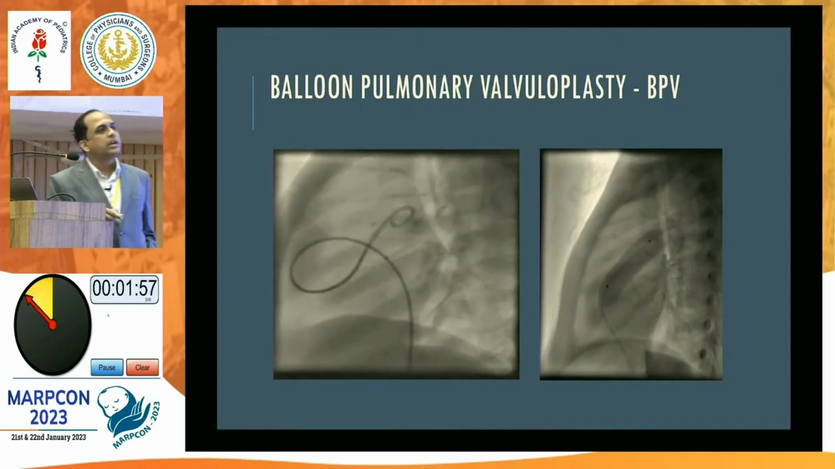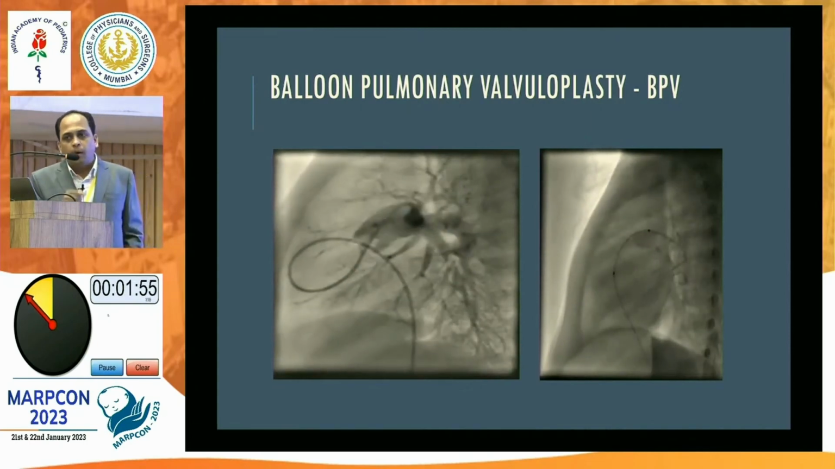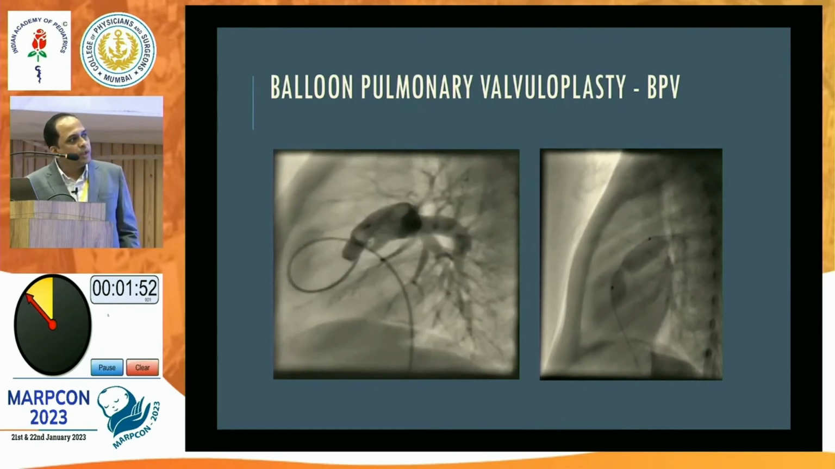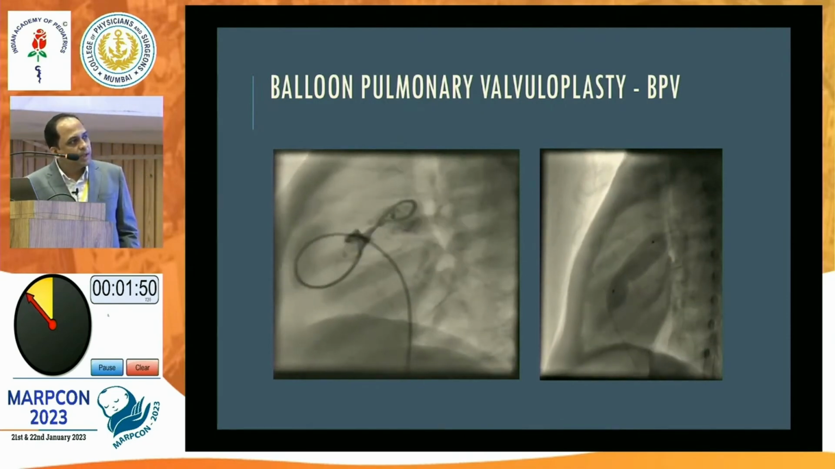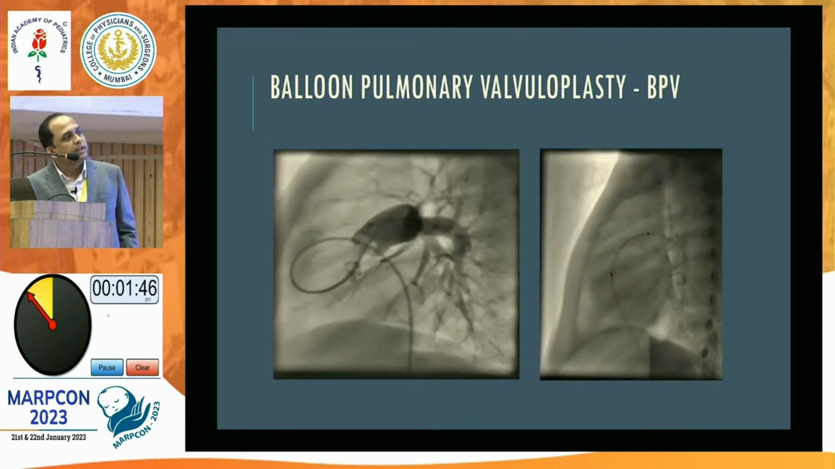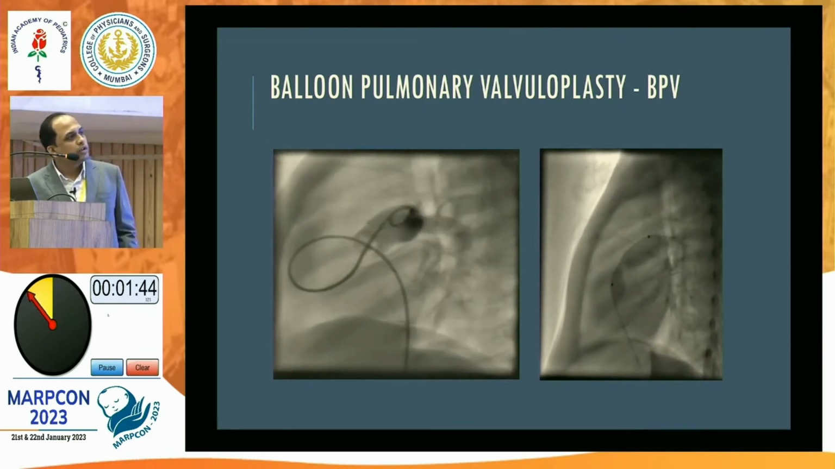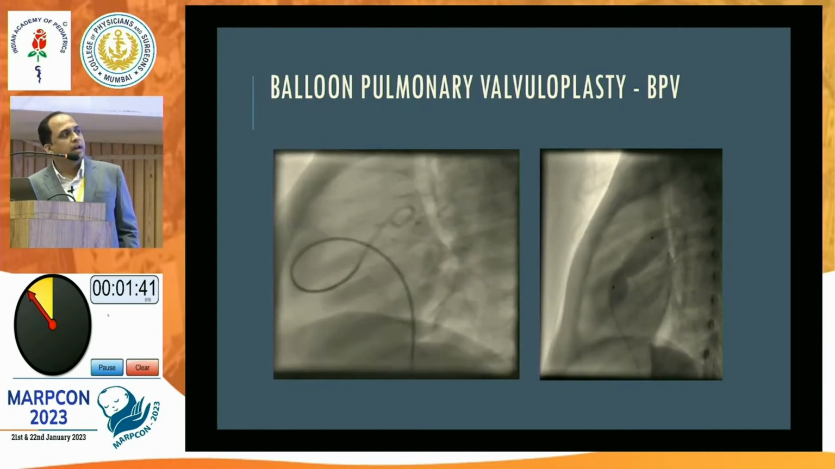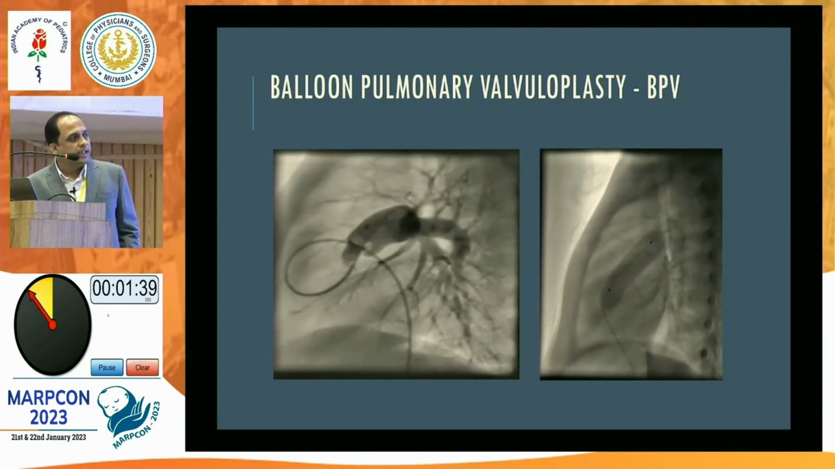The second image shows how we do the valvuloplasty as such. This is a balloon catheter which has two markers. The first marker is here and the second marker is here. Whenever we position the balloon, we should make sure that the middle portion of the balloon is at the valve. And now you can see here.